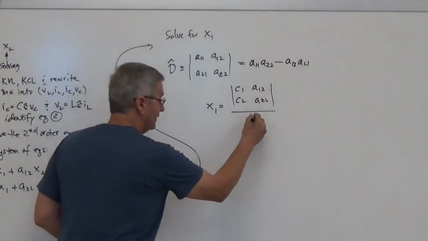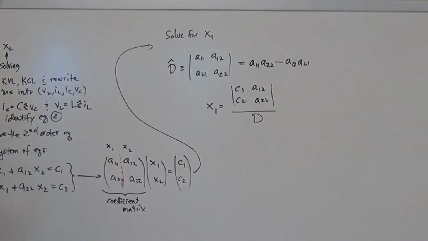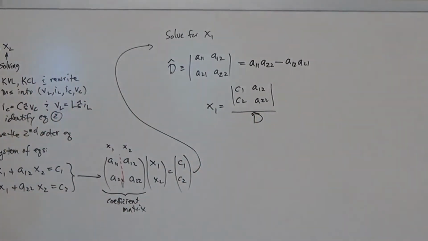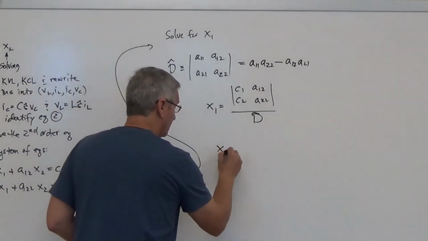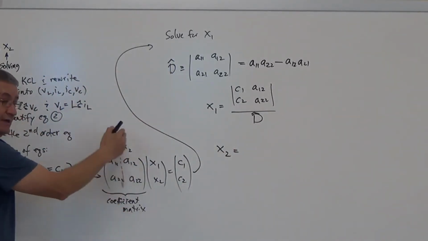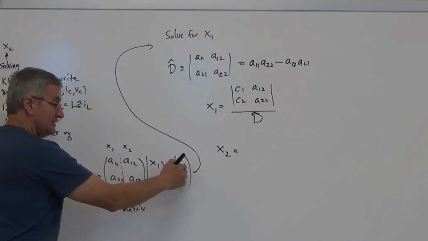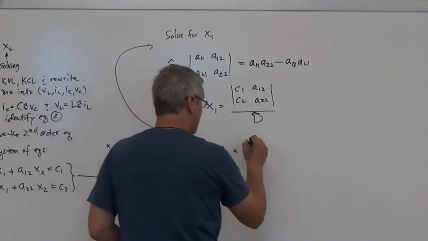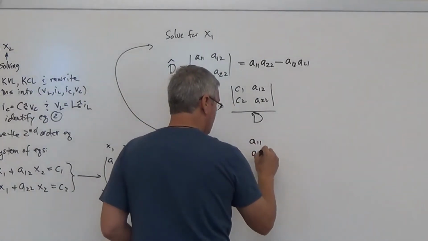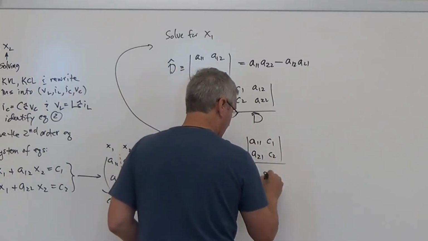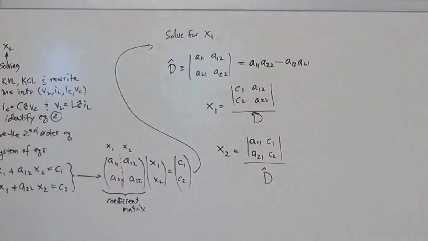What is it? It's this operator matrix. And then if I want to solve for x2, I do the exact same thing. I focus on the column with the x2s and replace it with the C's. So then it reads A11, A21, then C1, C2, divided by the same determinant. And that's the solution of this thing.